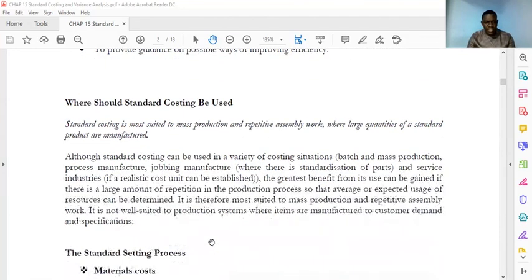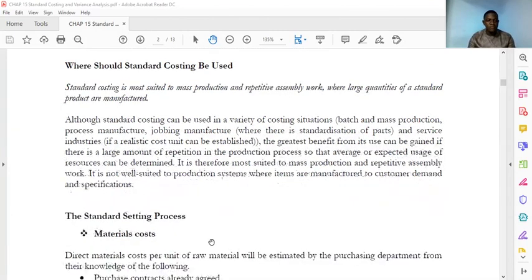Although standard costing can be used in a variety of costing situations, batch and mass production, process manufacture, jobbing manufacture where there's standardization of parts, and service industries, if a realistic cost unit can be established, the greatest benefits from its use can be gained if there is a large amount of repetition in the production process, so that average or expected usage of resources can be determined. It is therefore most suited to mass production and repetitive assembly work. It is not well suited to production systems where items are manufactured to customer demand and specifications.